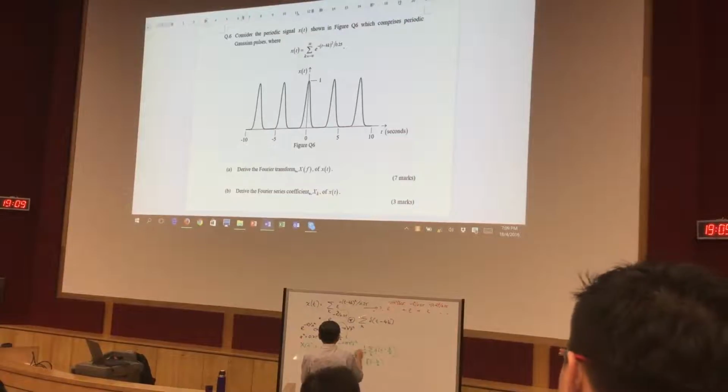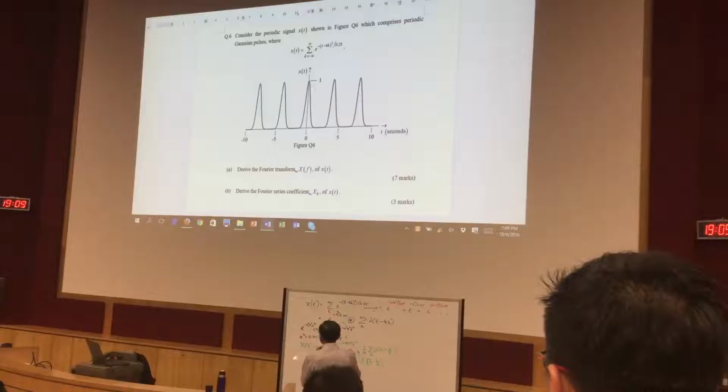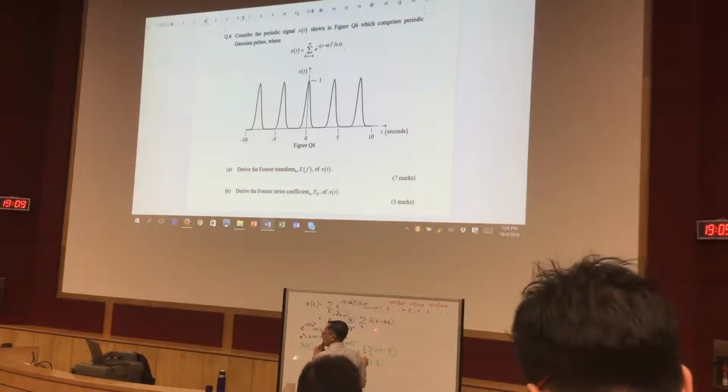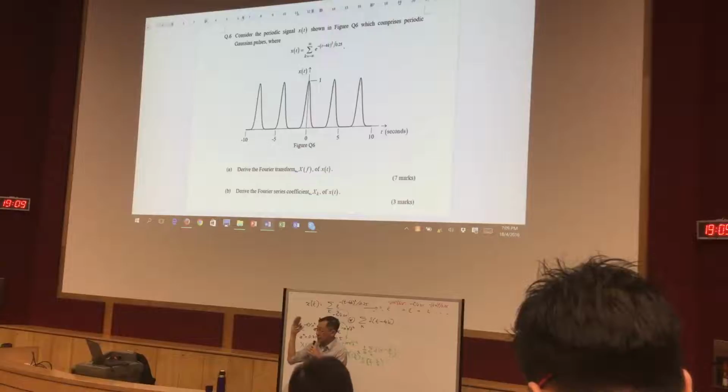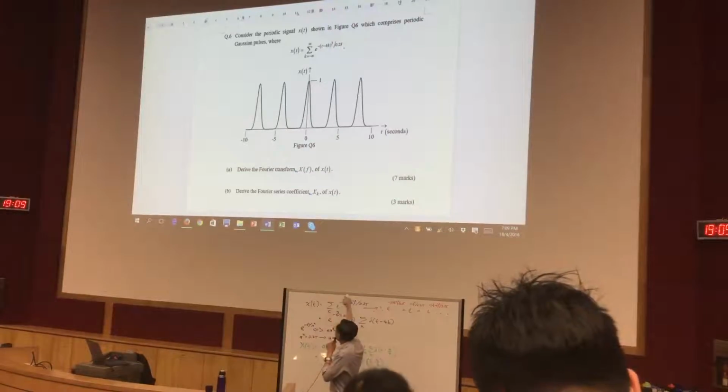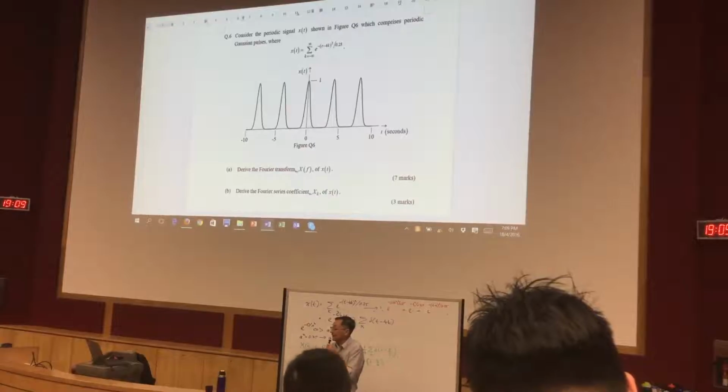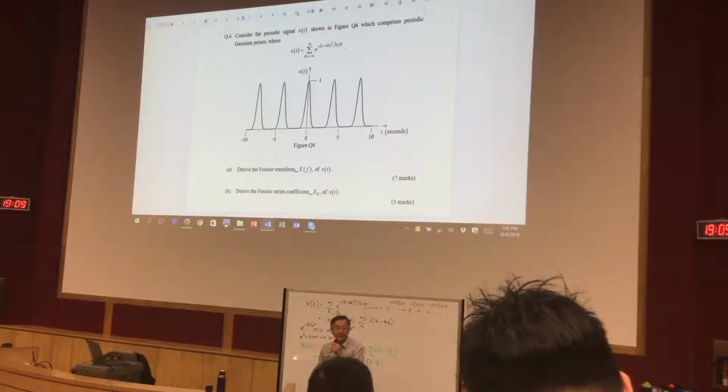So, when you pull it out, you have a generating function. This guy is just one pulse. I replicate it at this comb function. This comb function has a delta at t equals 0, t equals 4, t equals 8. When you replicate, you will get this periodic signal. Backward replication.